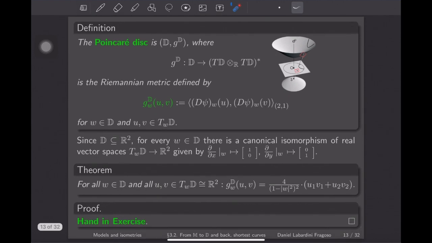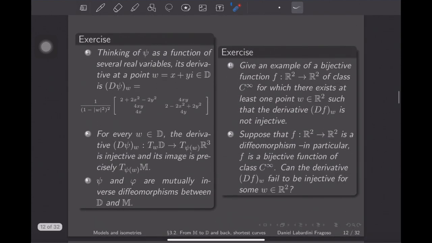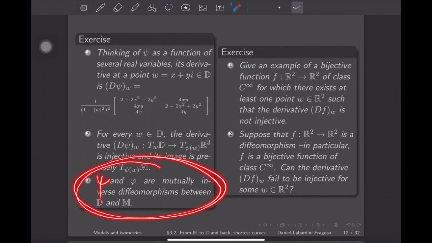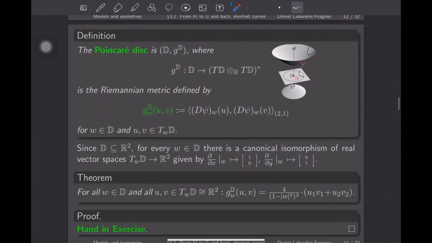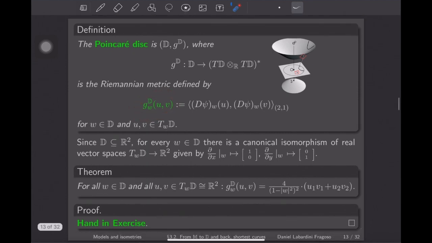Right, and I'm saying the Poincare disk is this, where this is the Riemannian metric defined by blah blah. The point is that here somehow I'm already tacitly using that I know that C is a diffeomorphism. So being a diffeomorphism, whenever I have a Riemannian metric here and I do what I did, what I obtain is a Riemannian metric. In other words, if I pull a Riemannian metric along a diffeomorphism, what I obtain is a Riemannian metric.